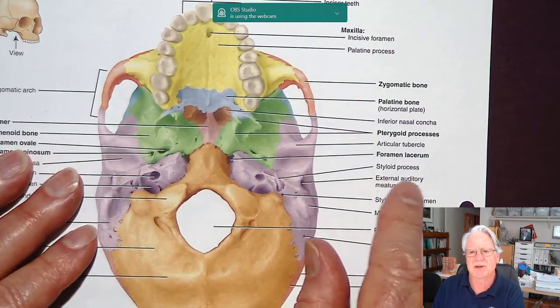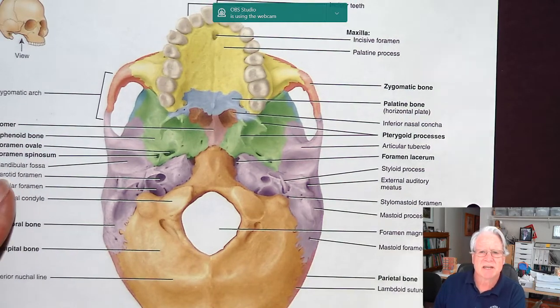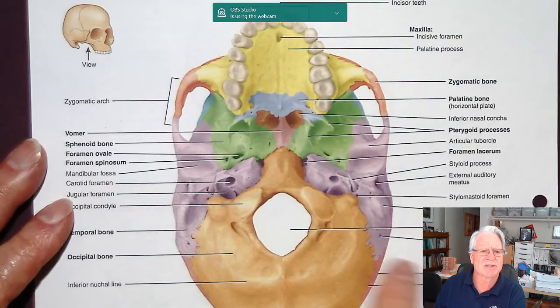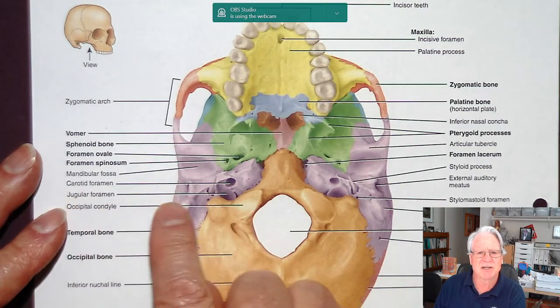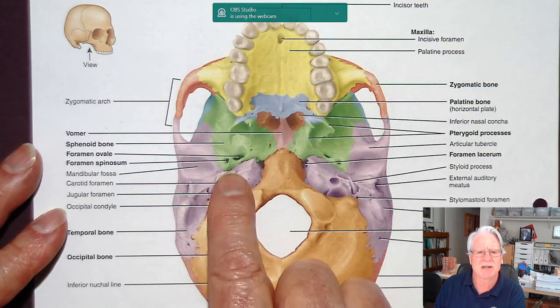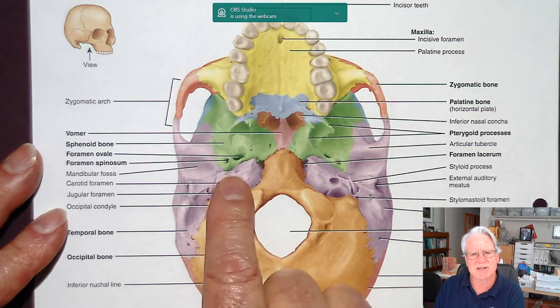Here's the external auditory meatus. We talked about that, and then over here you can see the carotid foramen and the jugular foramen. So they're two openings next to each other. And I'll show you that on the skull in just a bit.